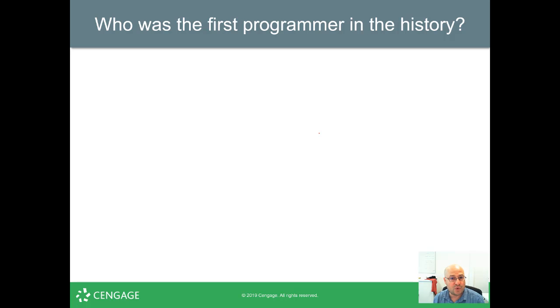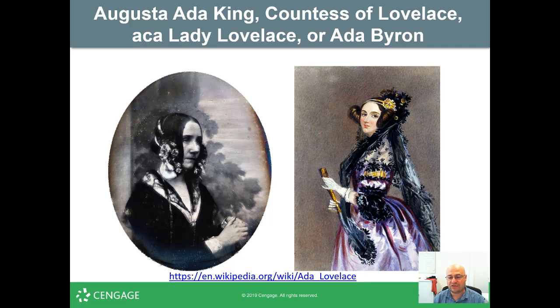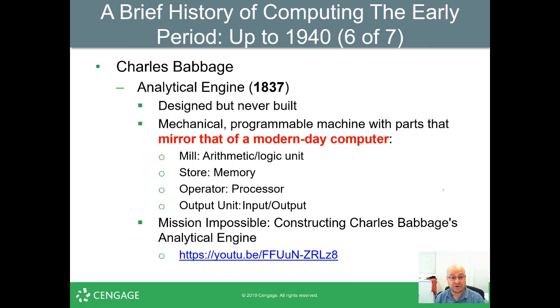So, who was the first programmer in history? Do you know? Can you guess? It was the daughter of Lord Byron, the same one that was a poet, and I think he was a member of Parliament in Britain in the 19th century. This is Anna Byron, or the Countess Lovelace, or Lady Lovelace. She was the first programmer in history.